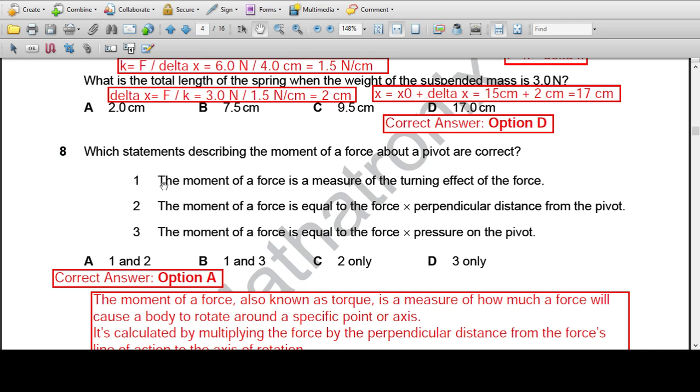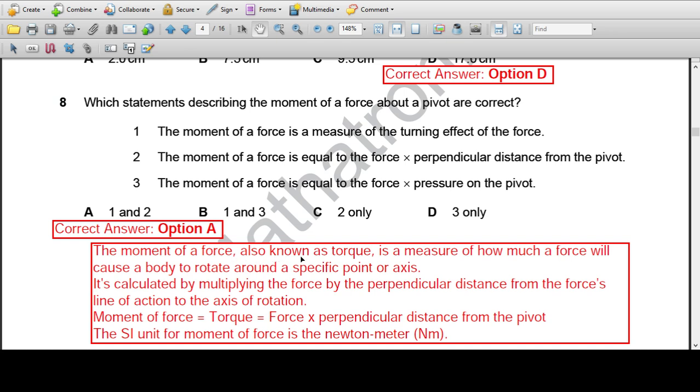So statement 1 is correct. The moment of a force is equal to the force times the perpendicular distance from the pivot. This is also correct, so 1 and 2 are correct. The moment of a force is equal to the force times pressure on the pivot. No, this is wrong. So statements 1 and 2 are correct, which is option A.